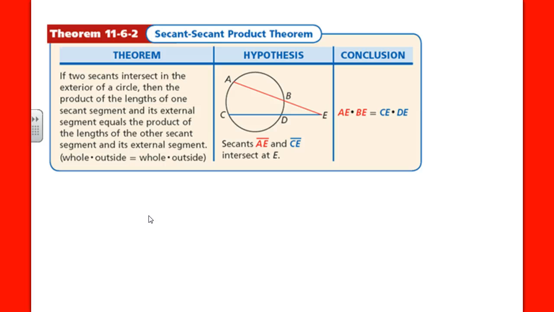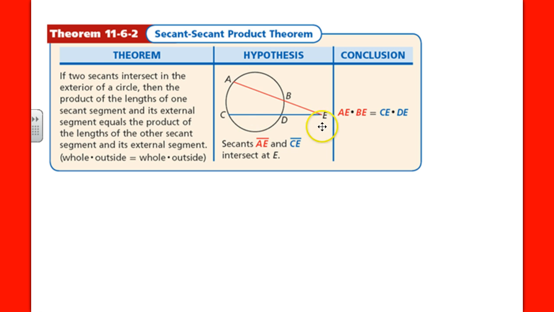And so we have a secant-secant product theorem. Let's take a look at this. AE times the external secant segment, BE, equals CE, the entire secant, times DE, the external secant segment.